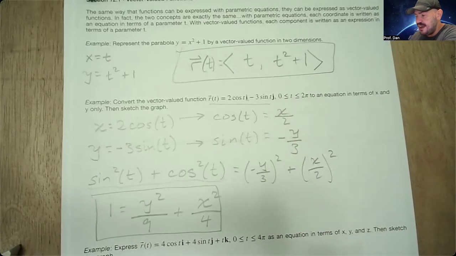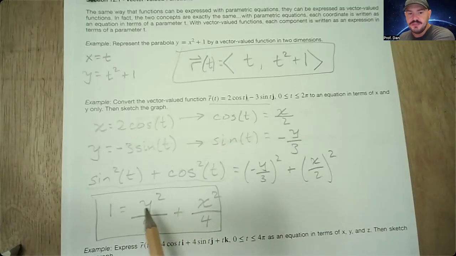So to sketch the graph, first thing I notice is that both of these are positive, both terms are squared, we're equal to 1, so that's an ellipse.